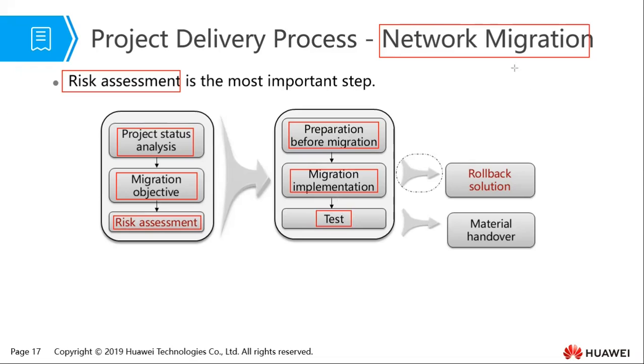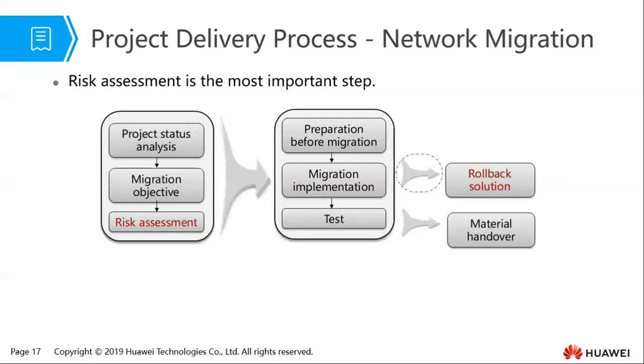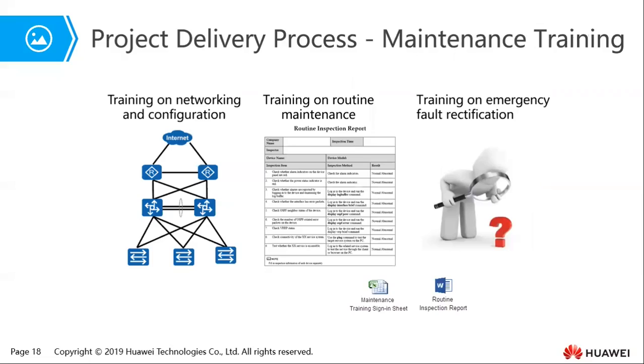Now, generally, when you do a network migration, almost all the time, you might need to set up what we call a rollback plan. So that in case the network migration encounters hitches, you are able to roll back the network to the point where it was working initially. So you must have a rollback solution. Then after doing a network migration, you also need to do a material handover. Everything that has been implemented, you need to hand over.